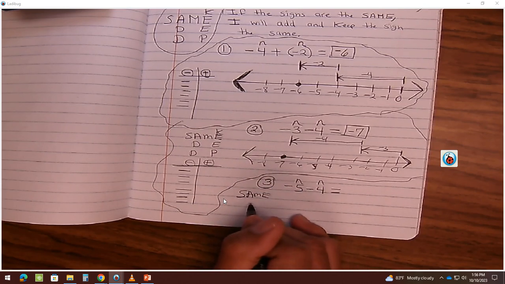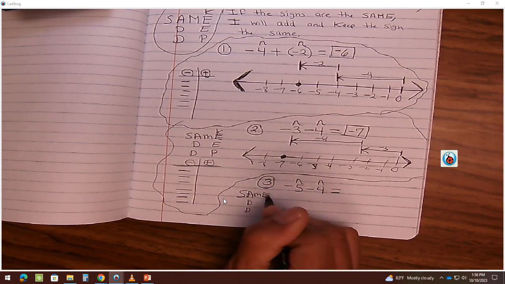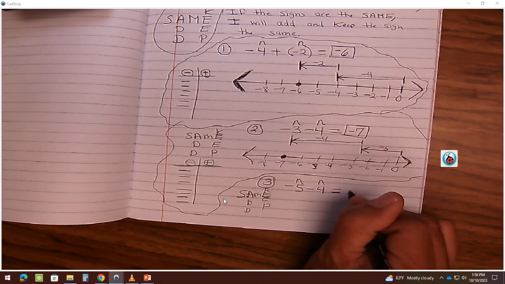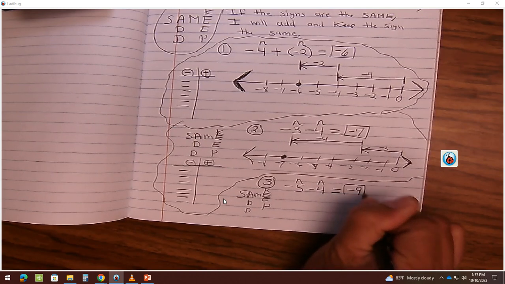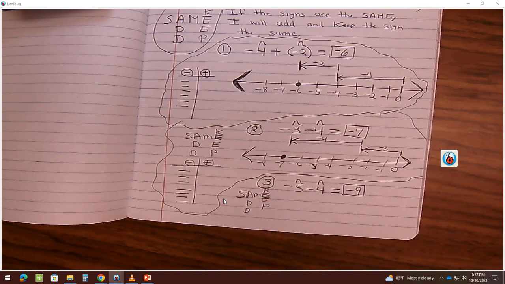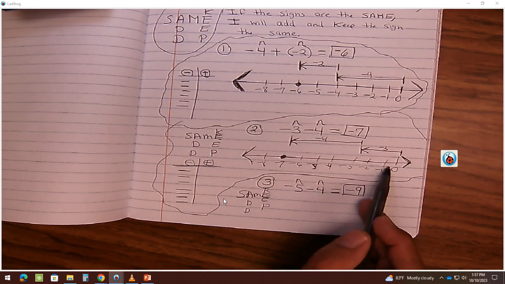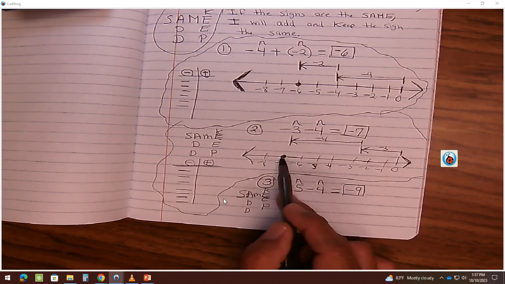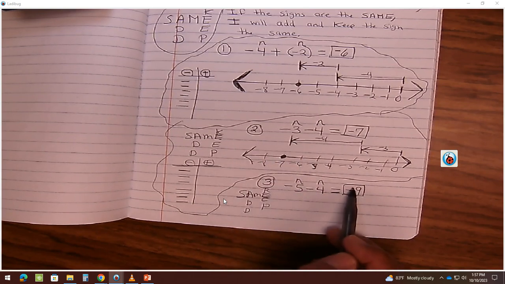And what does the A tell you to do? Add. The E, keep the sign the same. So what would be the answer here, guys? Negative 9. That would be the answer. You don't have to draw a number line. That's it. The number line, if I wanted to draw one, would be like this. It would go 1, 2, 3, 4, 5, and then 4 more. 1, 2, 3, 4. You're going to land on negative 9. You see?